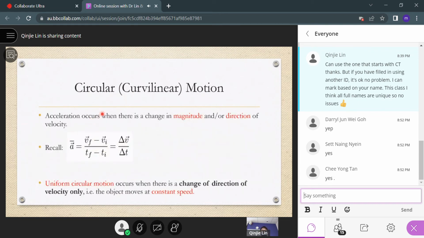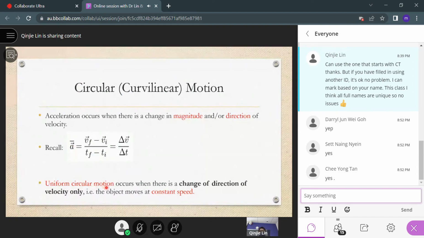So acceleration occurs when there is a change in magnitude and or direction of velocity. If you change the velocity, there will be acceleration. That's the definition of acceleration, change in velocity. So this is our recall from last lecture. Change in velocity over change in time, that's our acceleration.